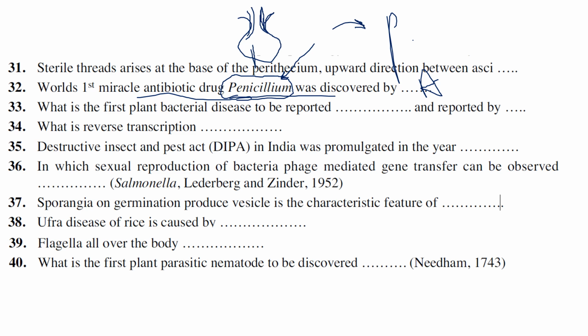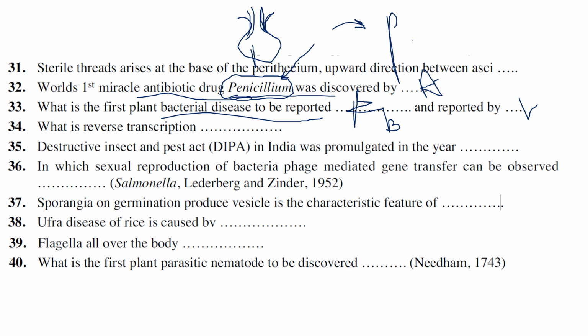The next question: what was the first plant bacterial disease to be reported, and by whom? The first plant bacterial disease was fire blight of apple, and we can also say pear. It was discovered and reported by T.J. Burrill.